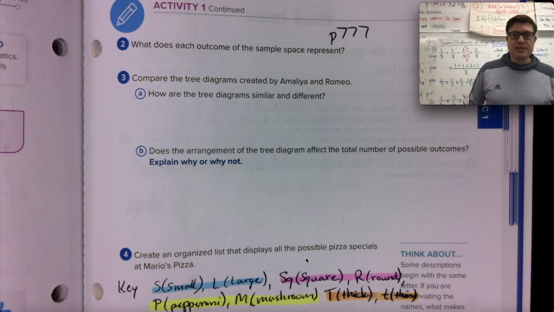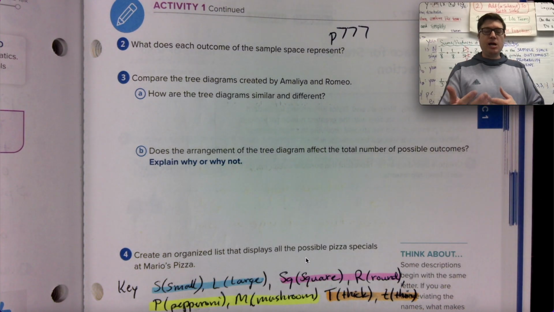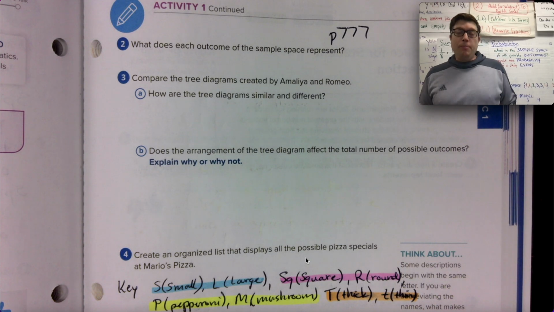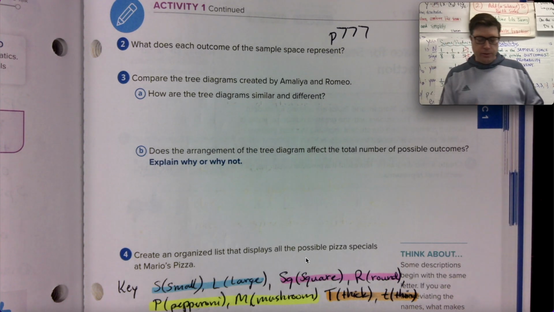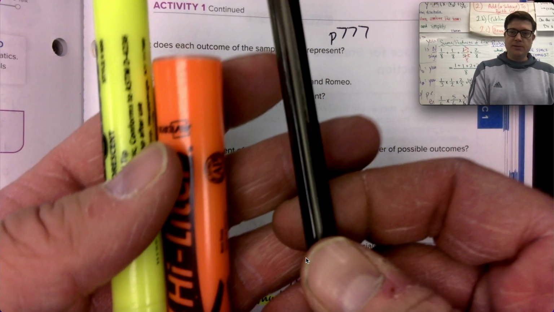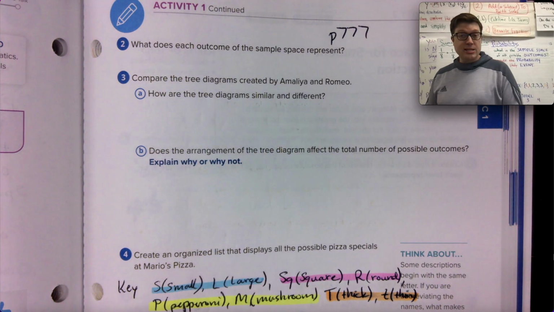Everyone, welcome. This is Geometry, Module 5, Topic 1, Lesson 1. Specifically, we're on page 777. Please have your book. Please have some highlighters. Please have something to write with, pencil, pens, etc.